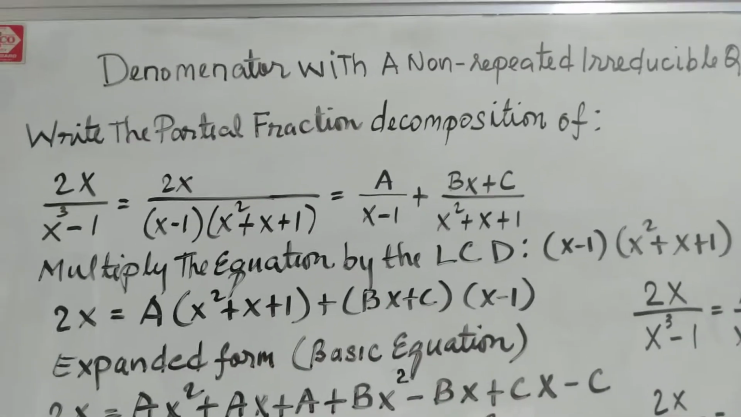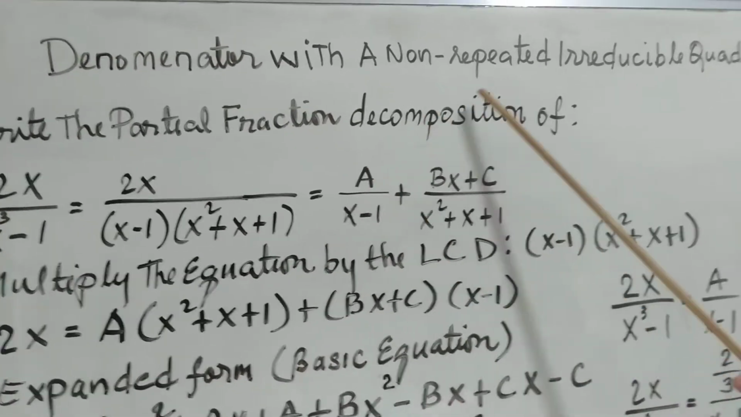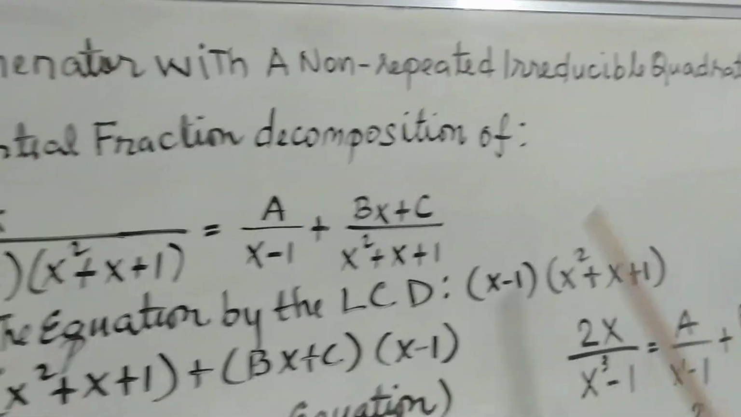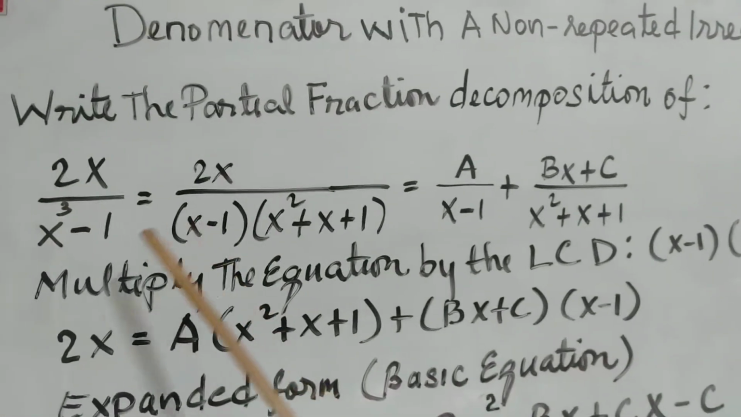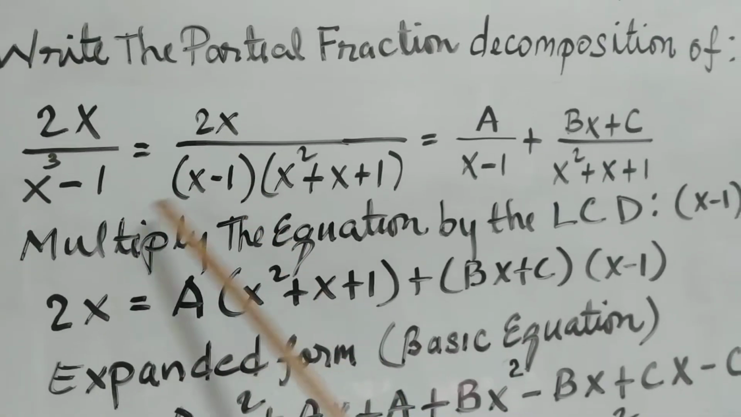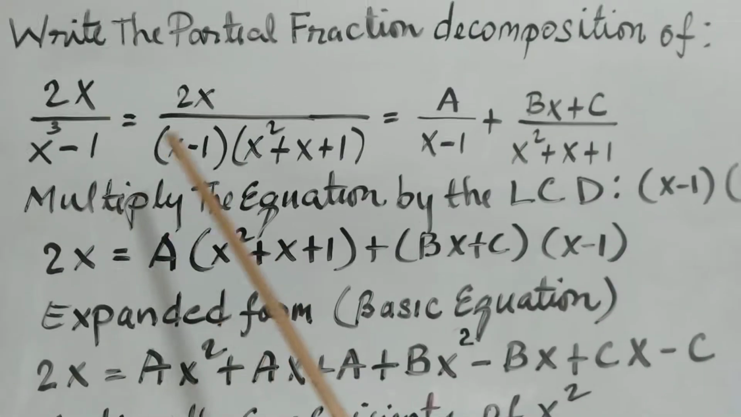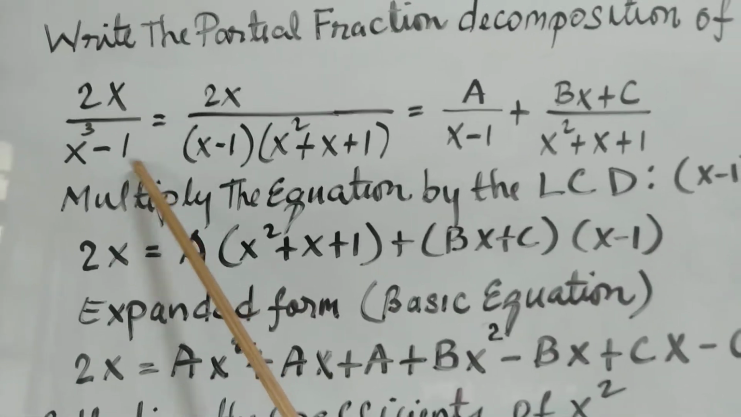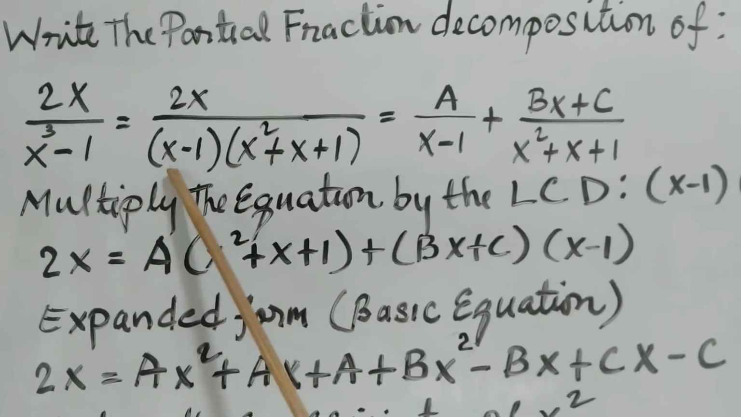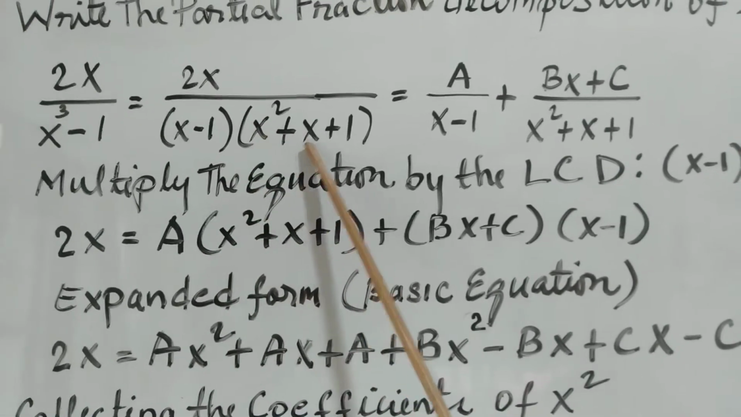Now we're going to discuss the partial fraction with the denominator with a non-repeated irreducible quadratic factor. So if we are given here 2x over x cubed minus 1, and we are asked to resolve this into partial fractions, the first thing to do is to factor the denominator. So we have here 2x over the factor of this one, which is x minus 1 times the quantity x squared plus x plus 1.